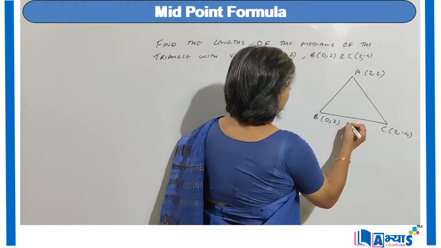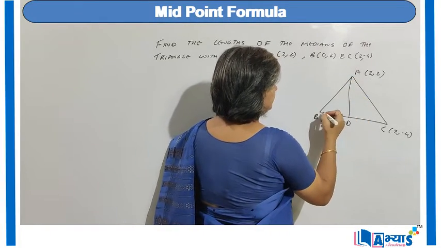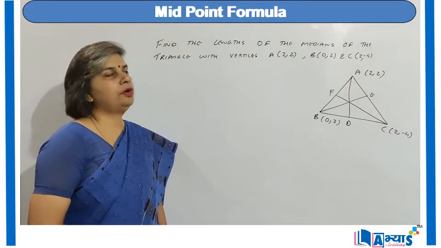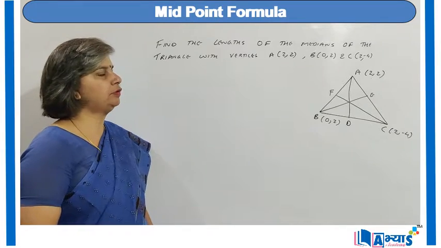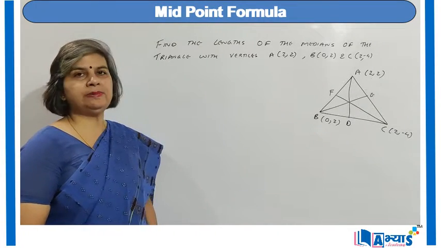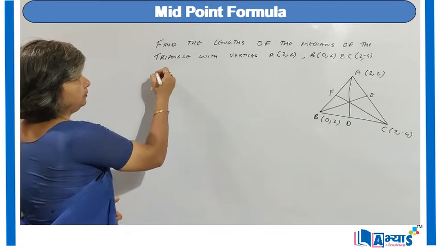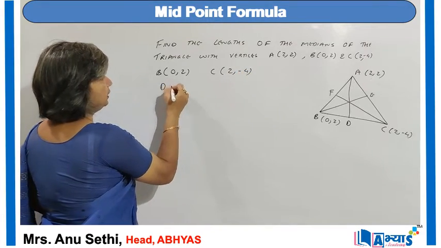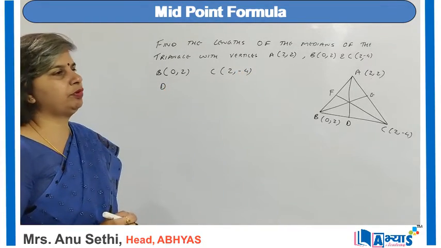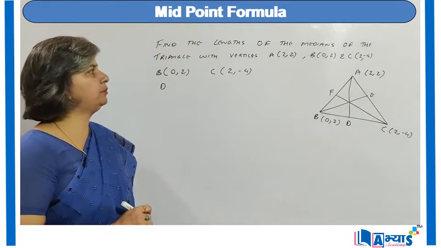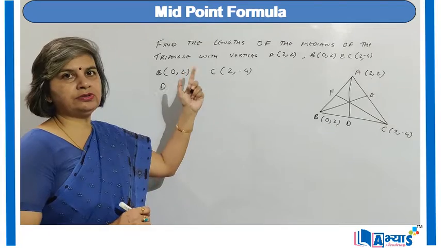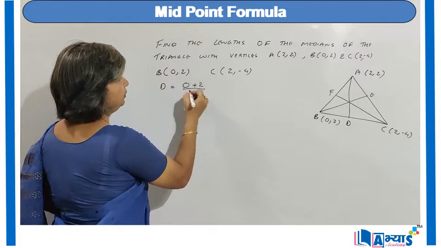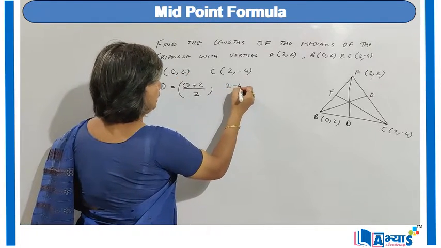Suppose D is the midpoint of BC, so AD is the median, and similarly BE will be the median and CF will be the median. Now we are supposed to find the lengths of the medians. For this we should know the coordinates of the midpoints, that means D, E and F. If B has the coordinates 0, 2 and C has the coordinates 2, minus 4, the coordinates of D will be found using the midpoint formula, which is x1 plus x2 divided by 2. That means we will take the x coordinates of both the points, find the sum and divide by 2. That means 0 plus 2 divided by 2, and similarly 2 minus 4 divided by 2.